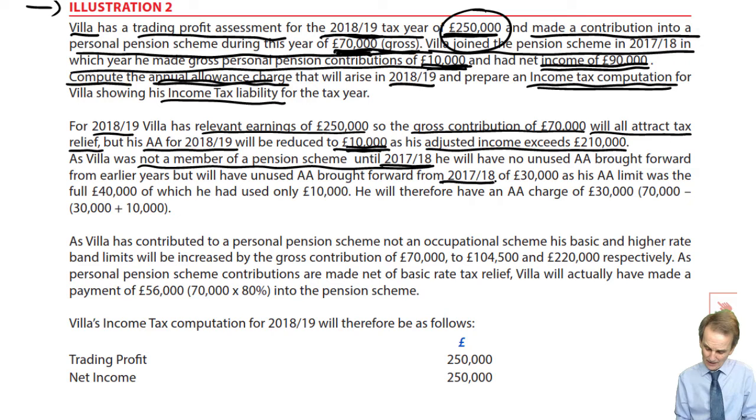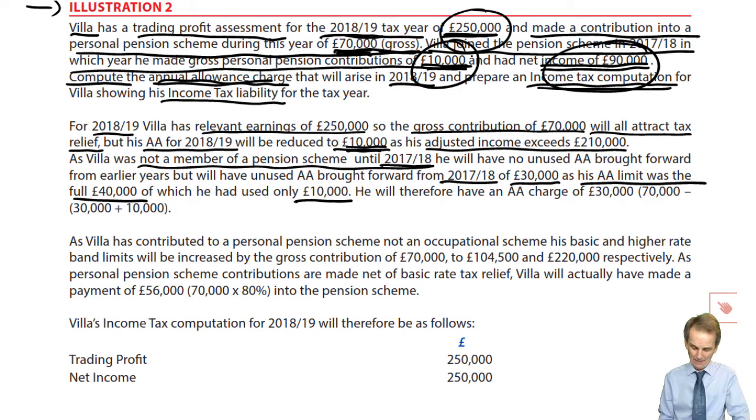So what have we got from 17-18? £30,000. How come? His AA limit was the full 40,000. Why? Because the income for that year was only 90,000. We're getting nowhere near that 150,000 adjusted income limit, beyond which we start to reduce the 40,000 AA figure. Of which he'd used only £10,000, again, as we were told in the question. He'd made a contribution of £10,000 there.